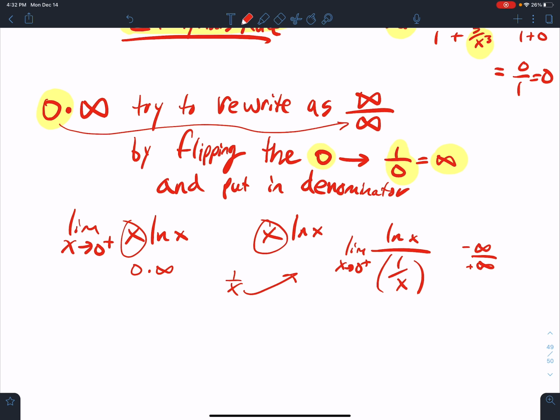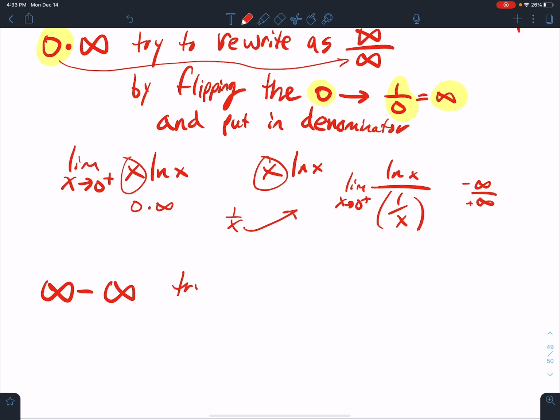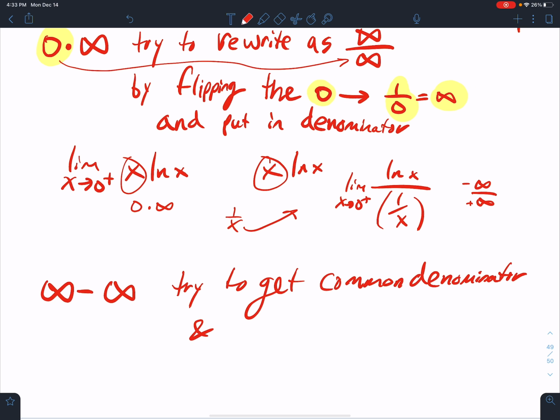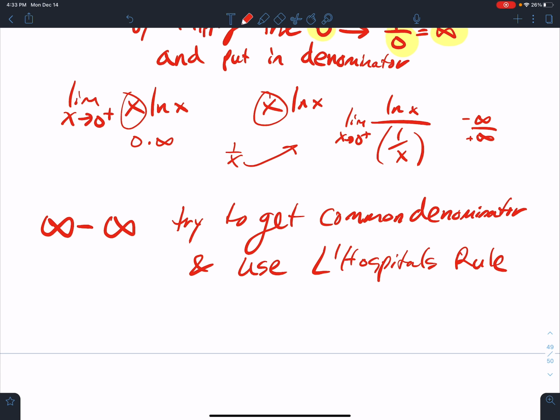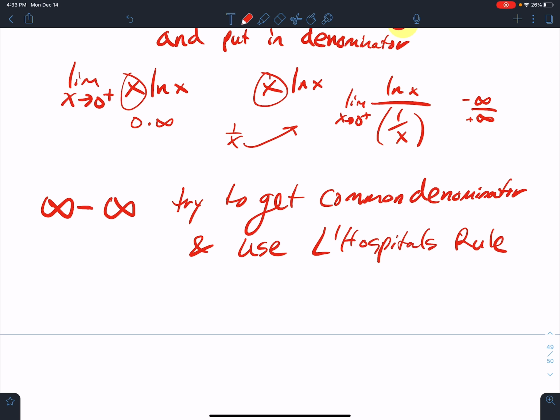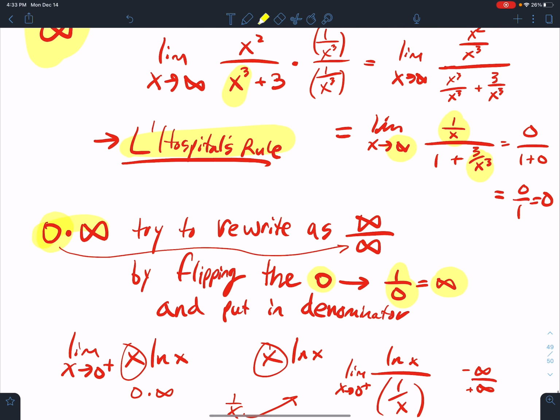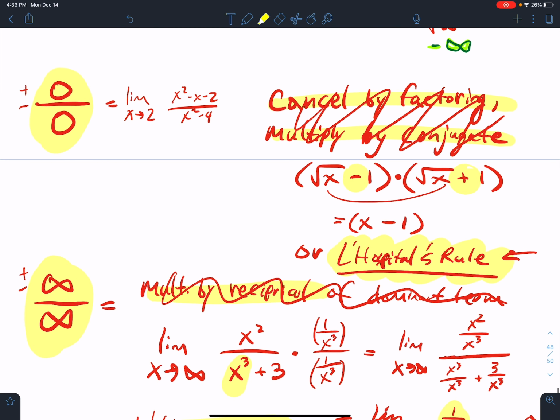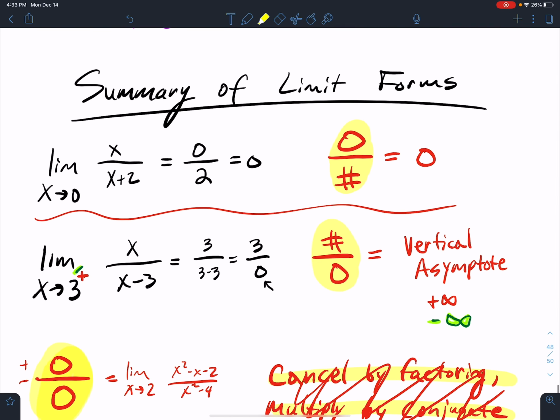Now, if I have the form infinity minus infinity, what do I do? Try to get a common denominator, and then use L'Hopital's rule. Once you get a common denominator, then you use L'Hopital's rule. Now we've covered infinity minus infinity, 0 times infinity, infinity over infinity, 0 over 0, a number divided by 0, and 0 divided by a number.